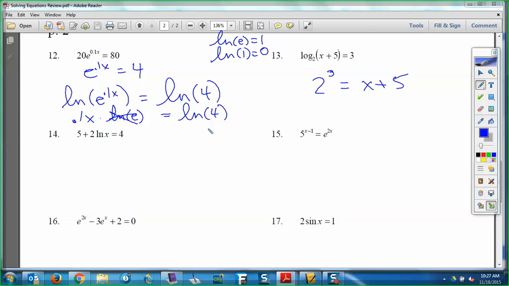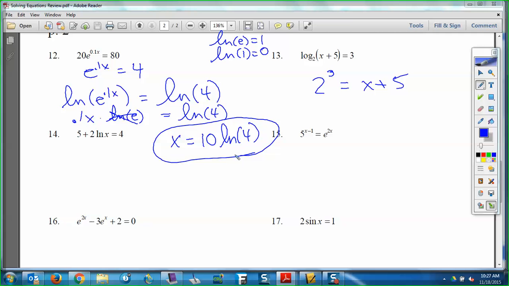Now we would divide by 0.1. Now 0.1 is 1/10. If you divide by 1/10, you're multiplying by 10, right? So really we get x equals 10 ln 4, and that's how I would like you to leave your answer.